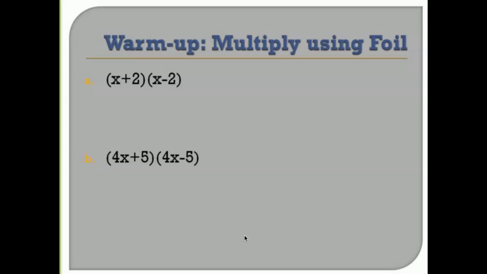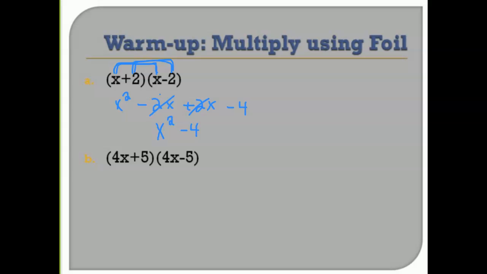Alright, so for the warm-up, you are foiling. For x plus 2 times x minus 2, when you distribute and FOIL that, you go first, so you get x squared, outer minus 2x, inner plus 2x, and last 2 times negative 2, which is negative 4. So you get x squared minus 2x plus 2x minus 4, which simplifies to x squared minus 4, because a plus 2x and minus 2x cancel.